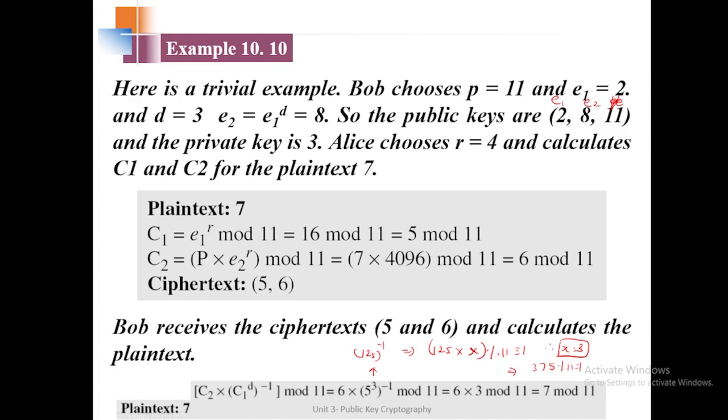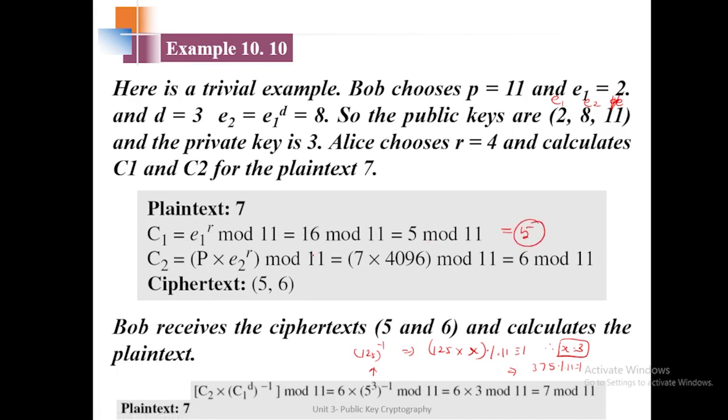It is given. Alice chooses the element R. R is an element of P. So R is equal to 4. We should calculate C1 and C2 with the plain text number 7. So the formula is C1 equal to E1 power R mod P. E1 is 2, so 2 to the power R value 4. So 2 to the power 4 is 16. 16 mod 11 is 5. So the answer for C1 is 5.